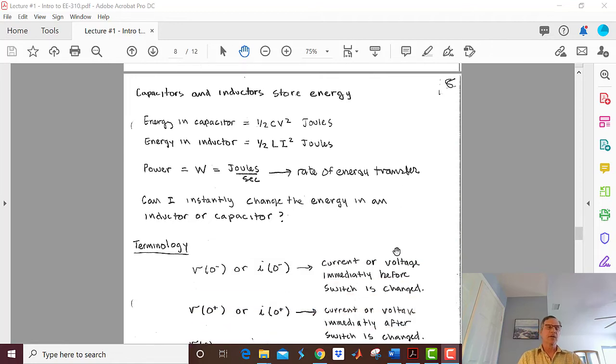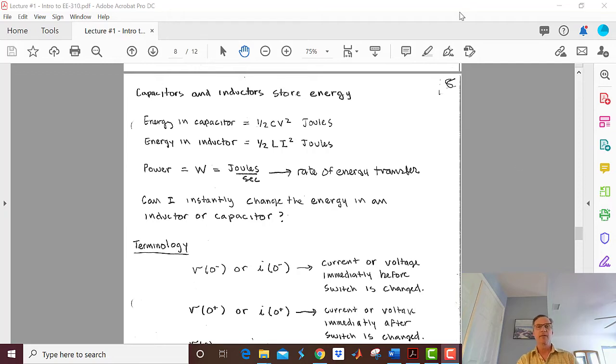Now, capacitors and inductors are called energy storage elements. They don't dissipate any energy. They can only store energy. And the energy in a capacitor is equal to 1/2 CV squared, 1/2 times the capacitance times the voltage across the capacitance squared. Of course, the units are joules. And the energy in an inductor is 1/2 L I squared, or in other words, 1/2 times the inductance times the current squared.